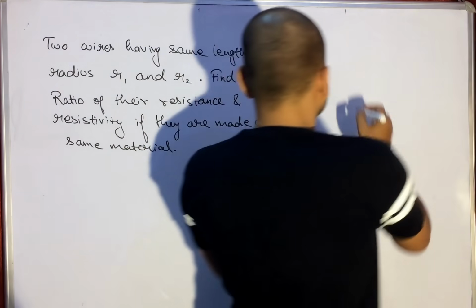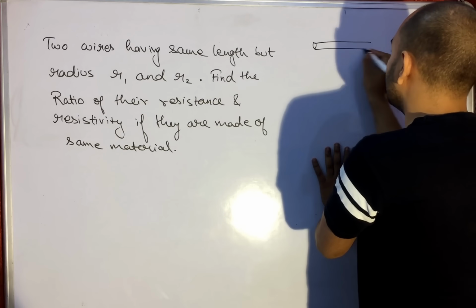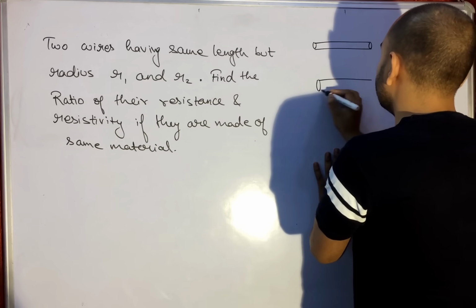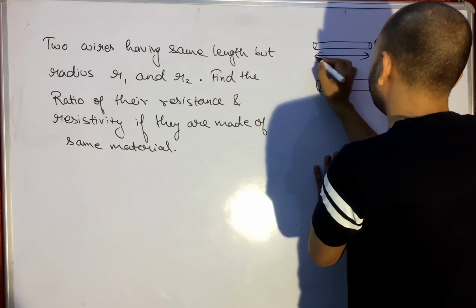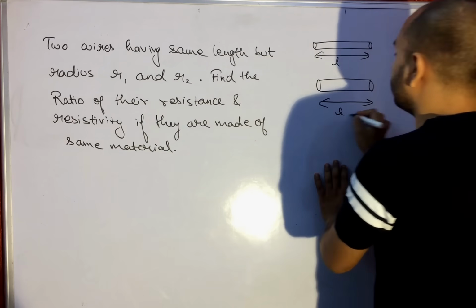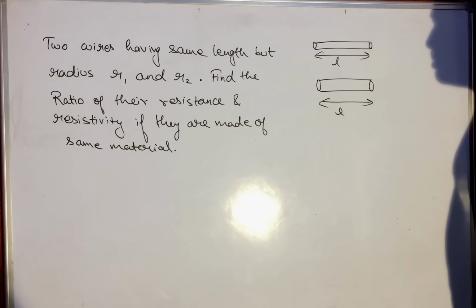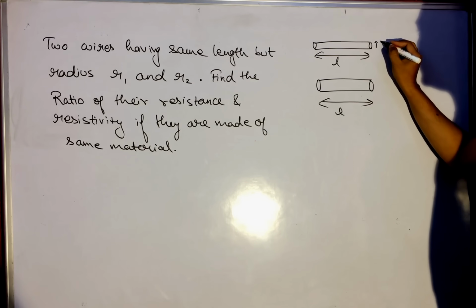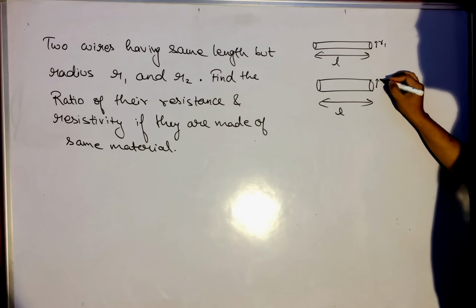So we have 2 wires whose lengths are the same. This is L, and this is also L. Two different wires having the same length, but radius R1 and R2. This has radius R1, and this has radius R2.